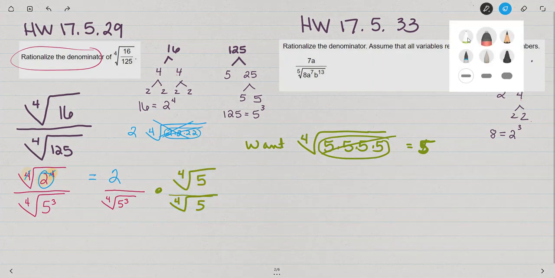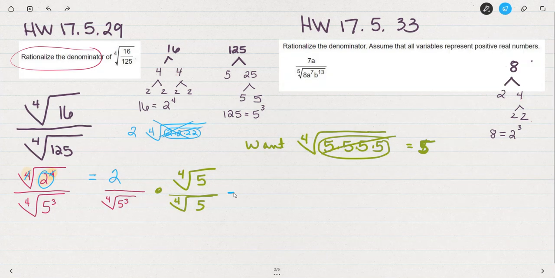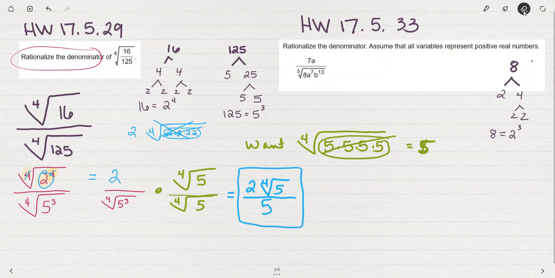When I multiply those together, I would simply have 2 times the 4th root of 5 over, now I have the 4th root of 5 times 5 times 5 times 5, so there's 4 of them. When there were 4 5s, it removes from the denominator, and so here we have it. There's the final answer. Let's try one more example.